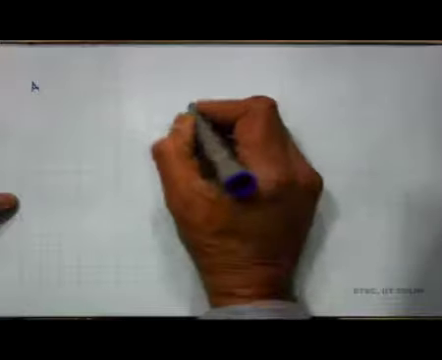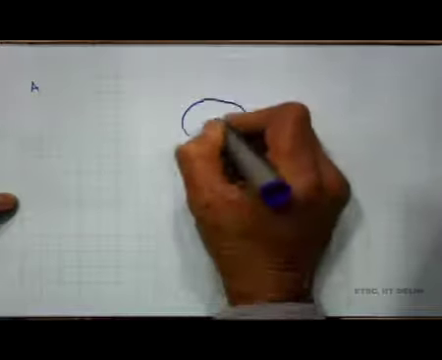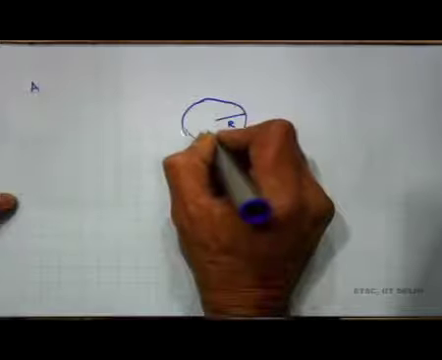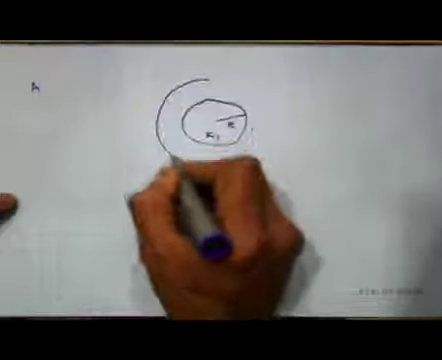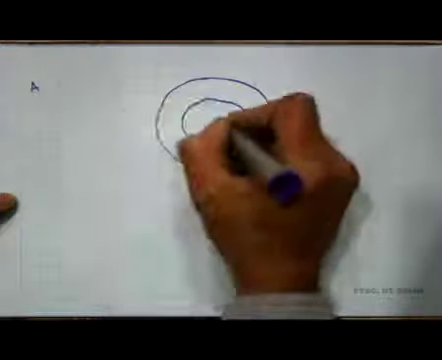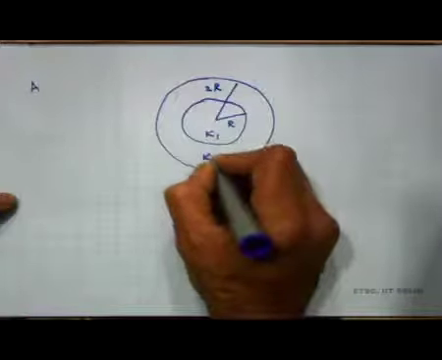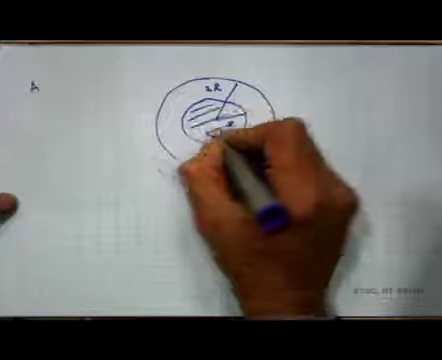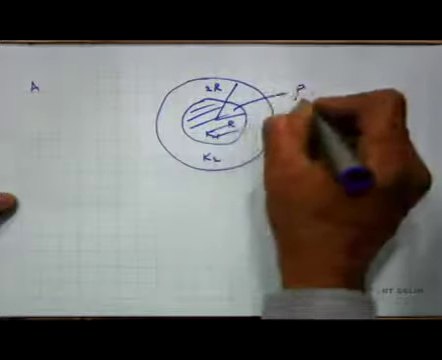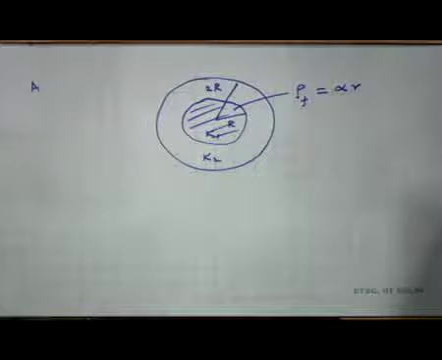So, the problem is essentially the following. I have a sphere of radius r, dielectric constant K1, surrounded by another sphere, a spherical shell between r and 2r. This is dielectric constant K2. Here there is a free charge density equal to alpha r in this. So, the problem is to calculate the electric field and the displacement vector.